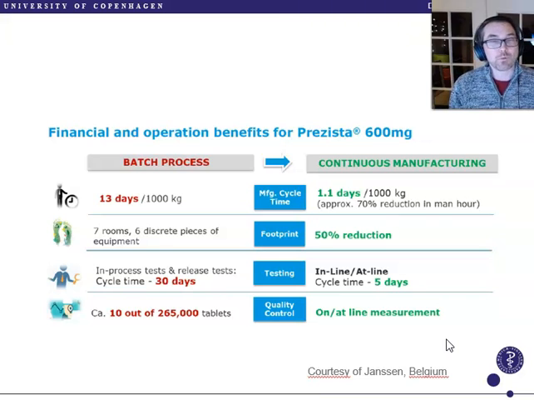So this is something that we will be discussing in a lecture, so we will walk through some of these principles and then also some of the advanced manufacturing technologies that can be performed in a continuous processing mode.